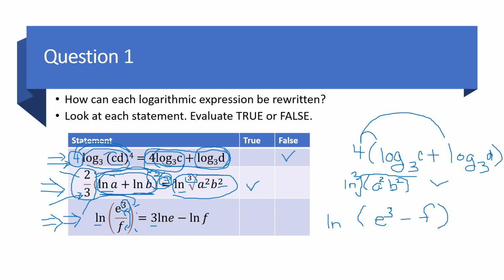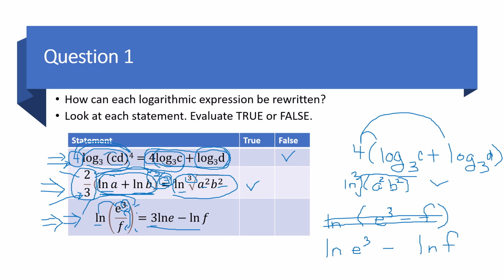Let me look at that a little closer. Let's write it the way that they have it. All right, they have natural log e to the third. So maybe that will, let's go slow. Let's go back and look at that. Natural log of e to the third power minus the natural log of f.